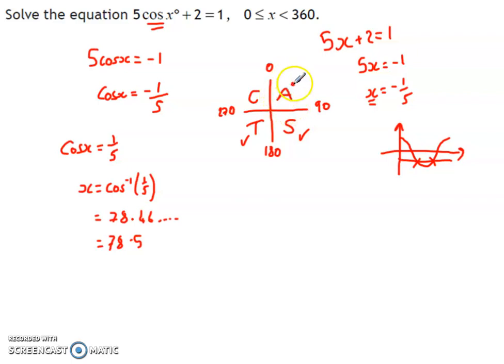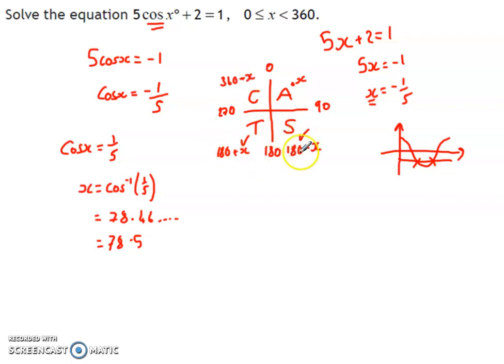Now what I can do is, if I get a solution in this one, let's say it's x, I can calculate a solution in any of the other three quadrants using this. For the quadrant with an S, I can do 180 and I take away that x. That will give me the solution anywhere in here. For the T quadrant, I do 180 and I add on that value of x, and it will give me the solution here. And if I was looking for a solution between 270 and 360, I'd quite simply do 360, take away that value of x.